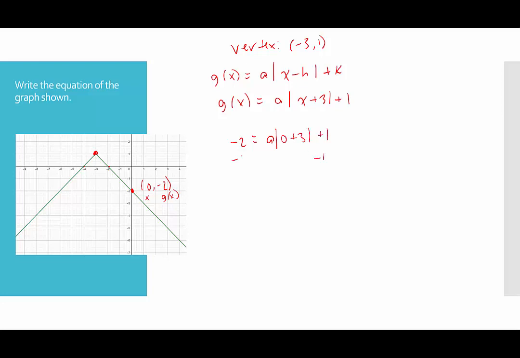I'm going to take away 1 from both sides. That's -3 equals, inside the absolute value is 3, and the absolute value of 3 is 3, so this gives me 3a. To get a by itself, I'll divide both sides by 3, and I get a equals -1. So as anticipated, there was no stretch or shrink, but a is negative since the graph is opening down. So the final equation here would be g of x equals negative absolute value of x plus 3, plus 1.